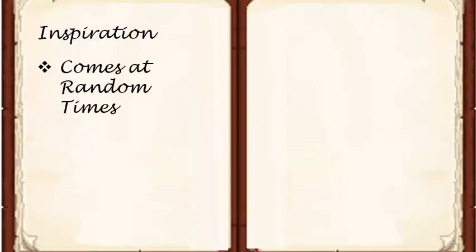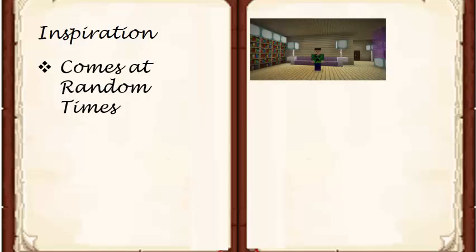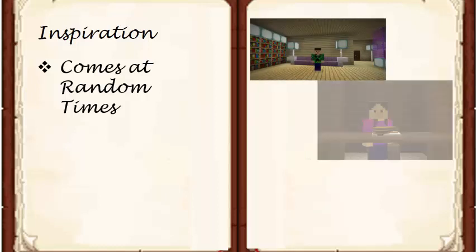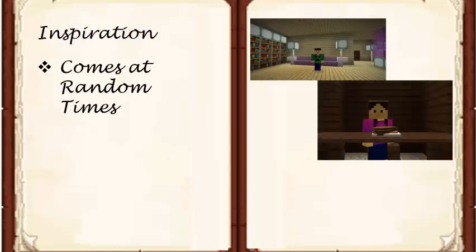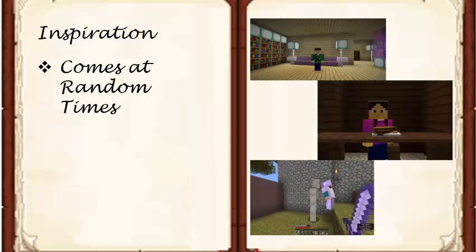So inspiration comes at random times. You could be just chilling at home, eating lunch, which I've mentioned several times that a lot of my ideas come to me when I'm eating lunch, or even having a staring contest with an iron golem. The third one is basically to show how it comes at really, really random times. That picture is basically when me and my brother were playing Minecraft. So you never know when an idea will come to you.